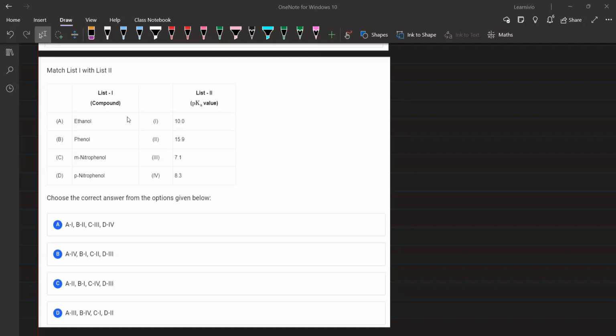Now, rather, you can start with which will be the most acidic, or which will be the least acidic. At least you can start from there. Maria, look once again. Which will be the least acidic?